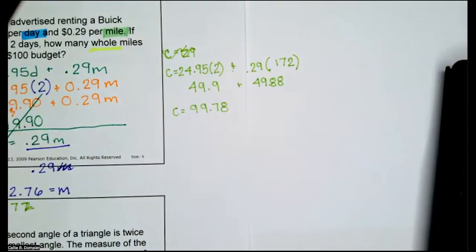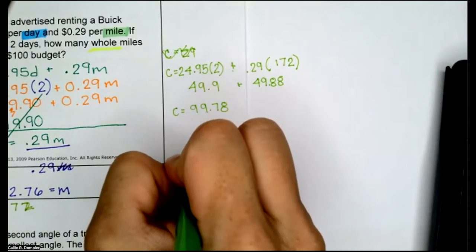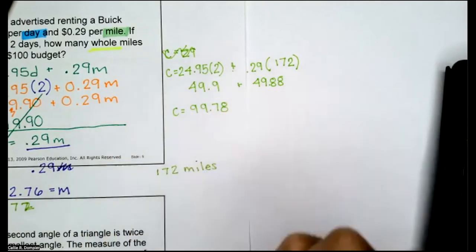So that is within my budget. I didn't go over my budget. I probably can't go another mile. Okay, so my answer does make sense within the question. I can drive 172 miles.